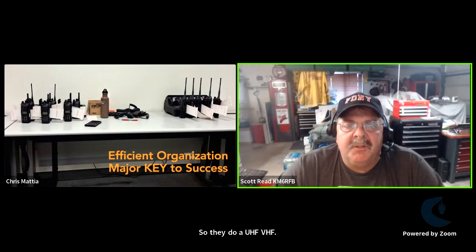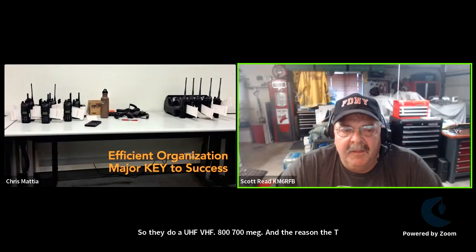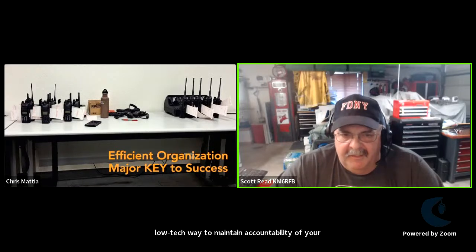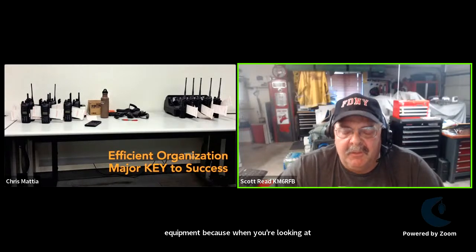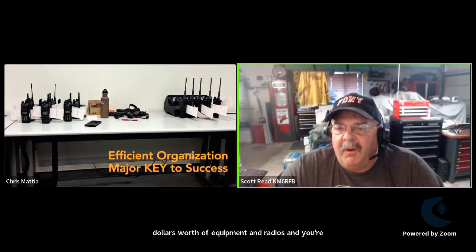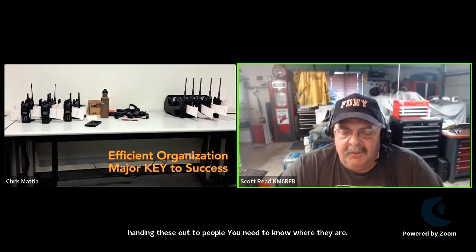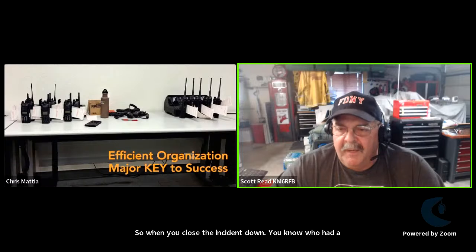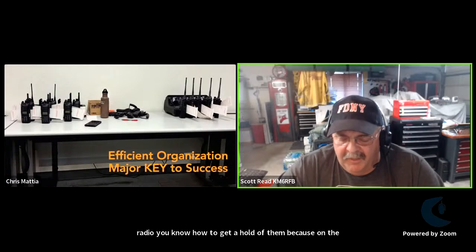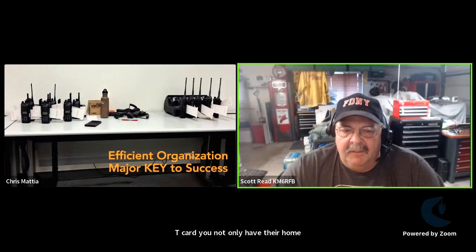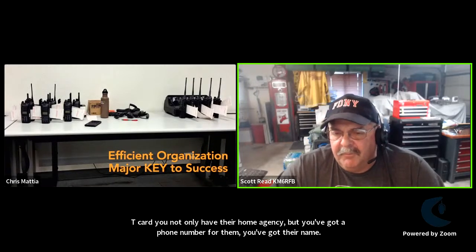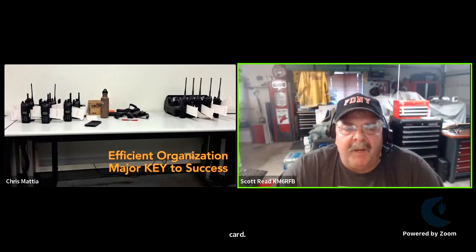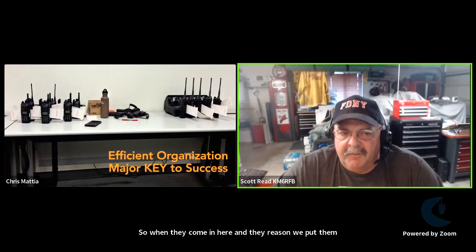And the reason for the T cards is they're nothing more than a low-tech way to maintain accountability of your equipment, because when you're looking at thousands of dollars worth of equipment and radios and you're handing these out to people, you need to know where they are. So when you close the incident down, you know who had a radio, you know how to get a hold of them, because on the T card, you not only have their home agency, but you've got a phone number for them, you've got their name, and you've got the serial number of the radio on the card. So when they come in here, and the reason we put them with the radio is the cards are already pre-filled out with a lot of the radio information.